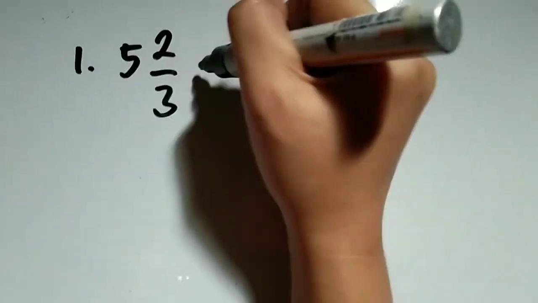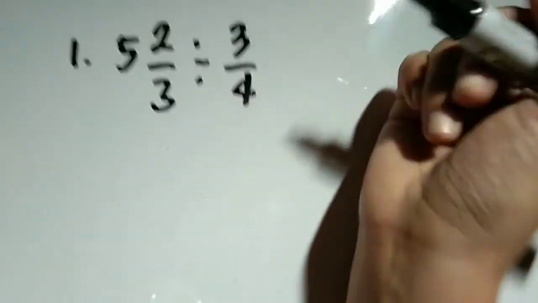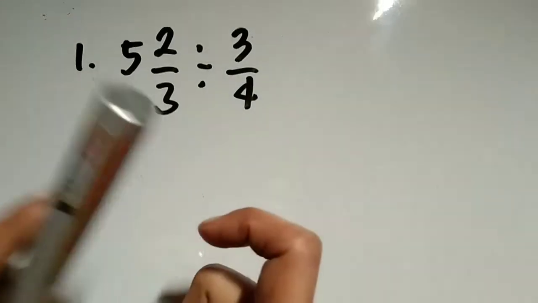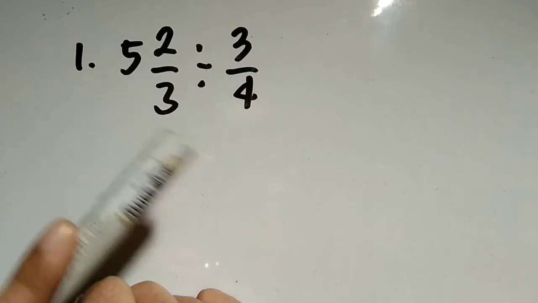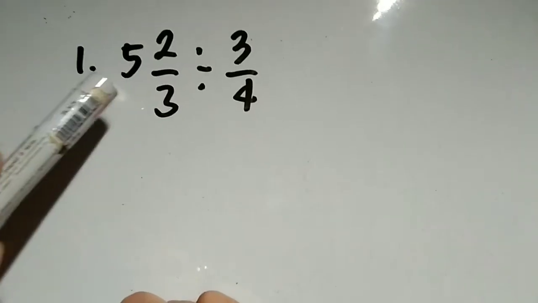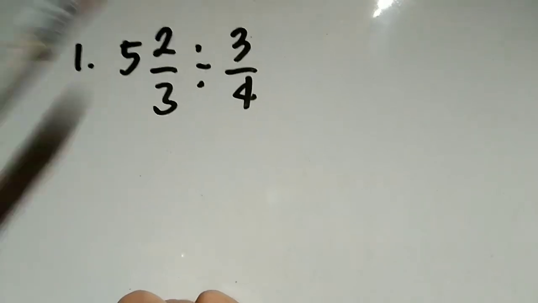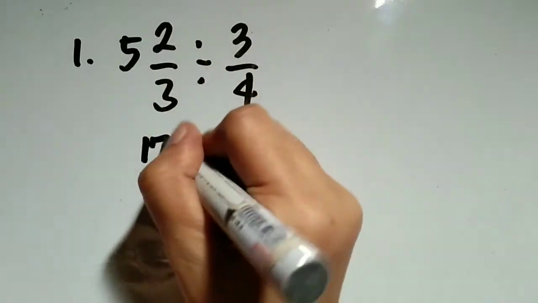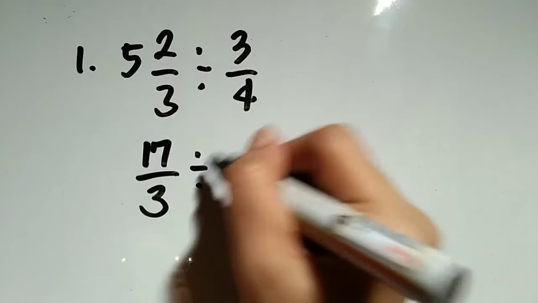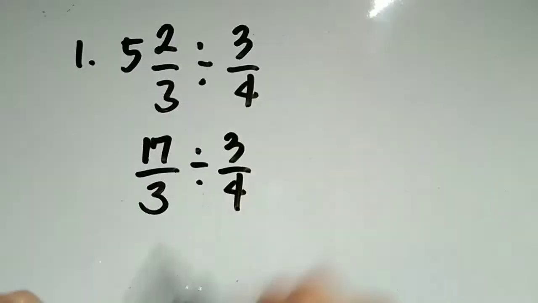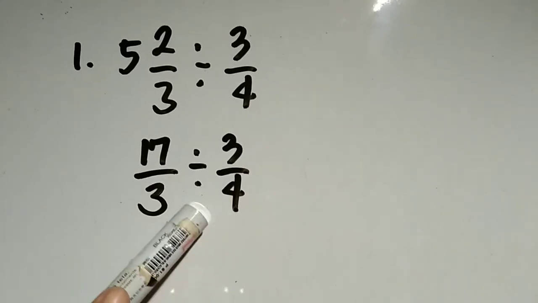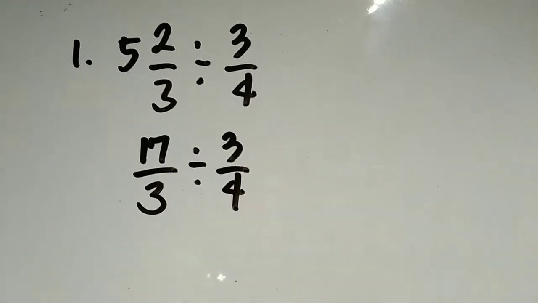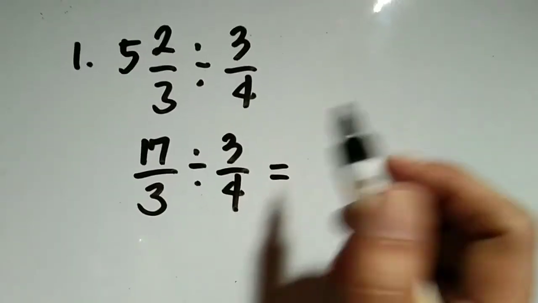Naman, mag-divide tayo ng mixed number by a fraction. So, let's have number 1, 5 and 2/3 divided by 3/4. Same procedure pa rin kagaya kanina. Ating mixed number, i-change natin into improper fractions bago natin siya i-divide sa ating fractions. So, 5 times 3 is 15, plus 2 is 17. We have 17 over 3 divided by 3/4. Pwede nyo kunin yung reciprocal ng ating divisor, then proceed kayo sa multiplications. But since nagko-cross multiply ako, yun na lang yung ating gagamitin.